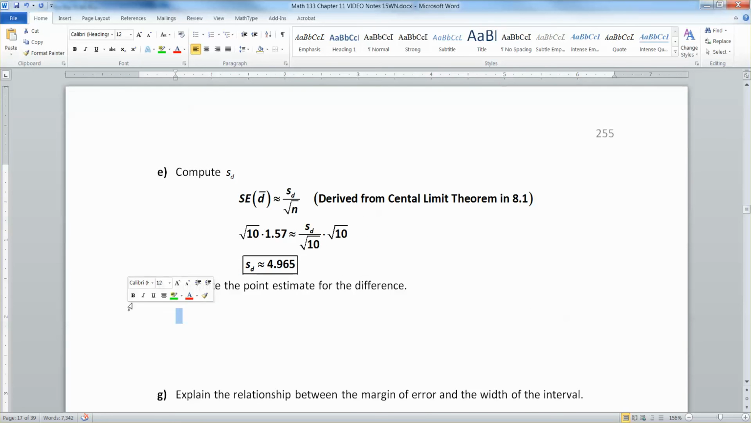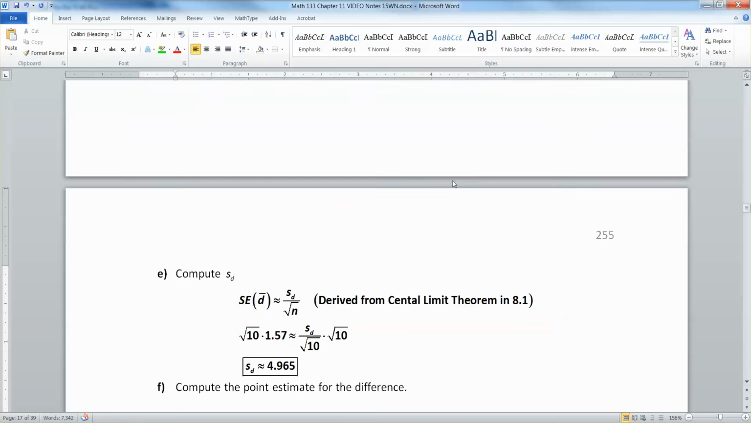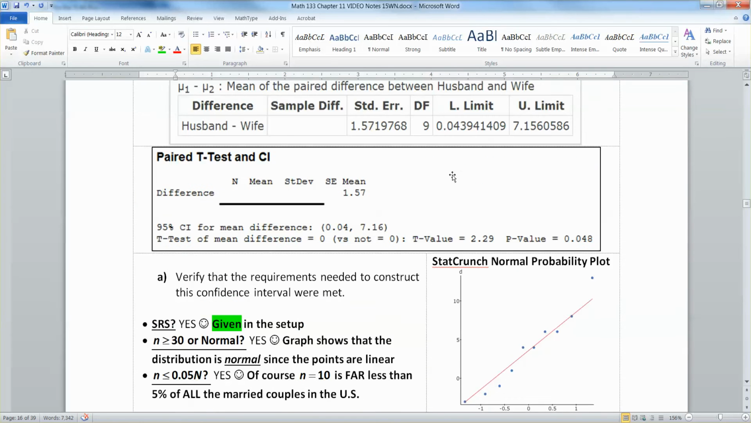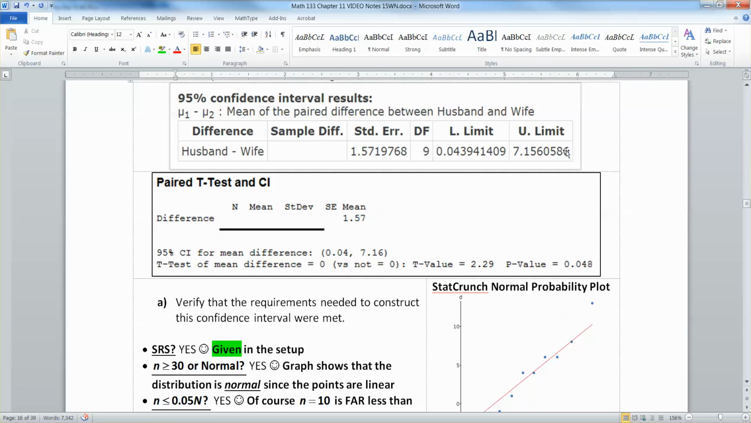All right, now we need to compute a point estimate for the difference, the average difference, at least we think, for this data set. You'll remember that in chapter 9, we learned that the point estimate is actually the center of the interval. So we need to find the center of that interval. If we look at our lower and our upper right there, we take the two of them, add them up and divide by 2, and we'll find the center. Or similarly here, 0.04 and 7.16. If we add those two up and divide by 2, we should find the center of the interval.